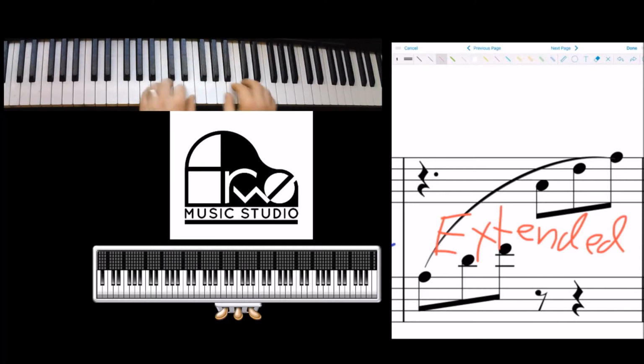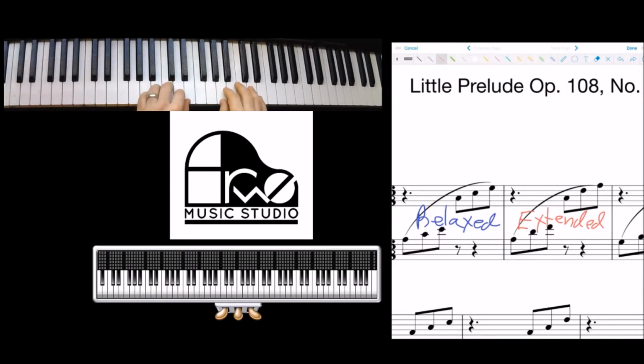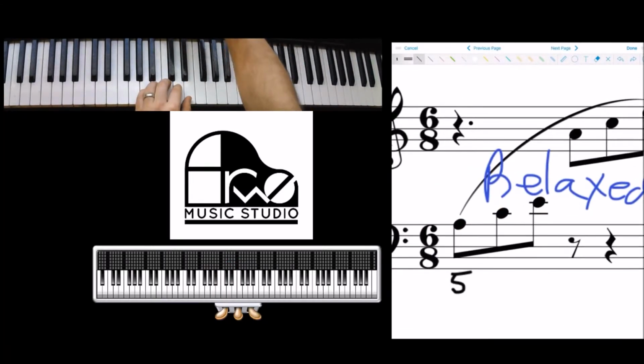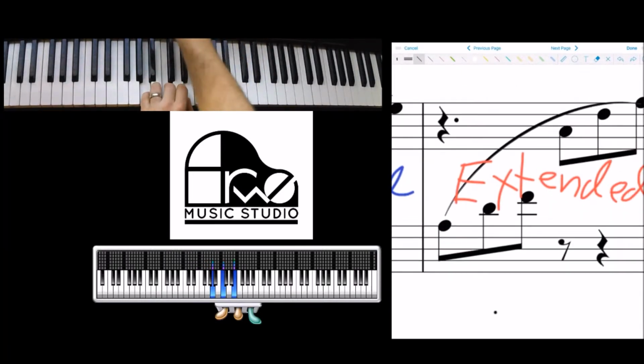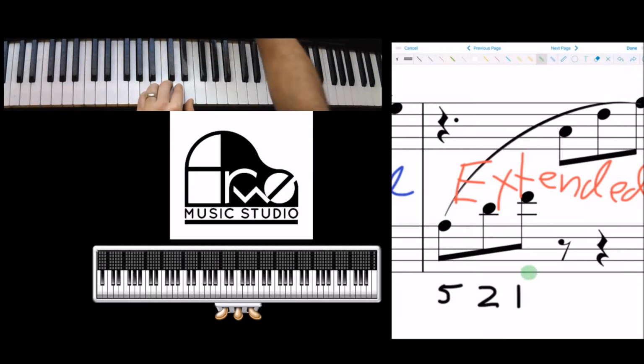So now back to the song. So we're in a relaxed position. Okay, and then I'm going to take my thumb in my left hand and move it up to F. So let me write in the finger numbers here for you. So this would be 5, 3, 1, like that. And then in the next measure, the left hand would be playing 5, 2, 1. And it's this finger right here, number 1, that's going to stretch.